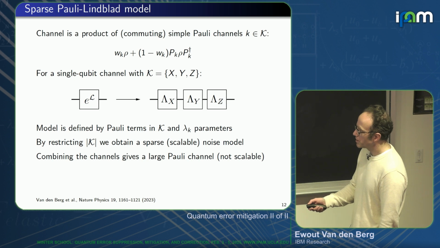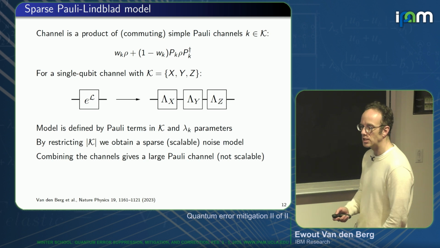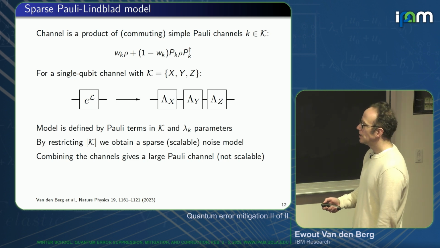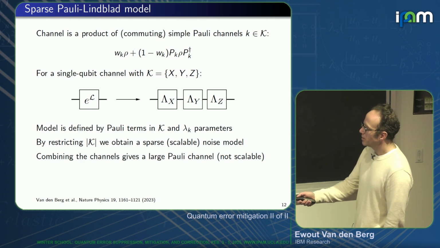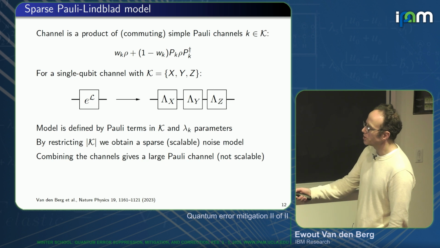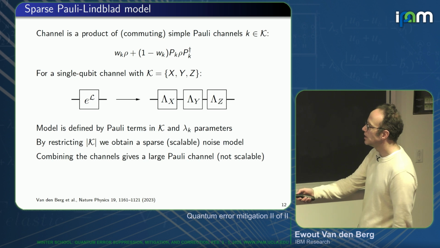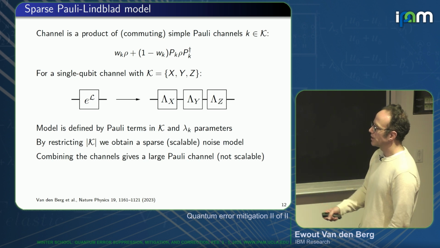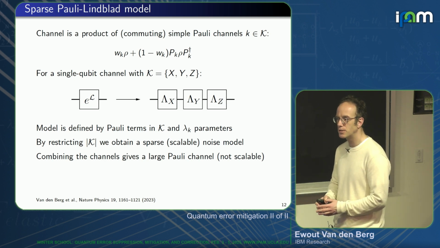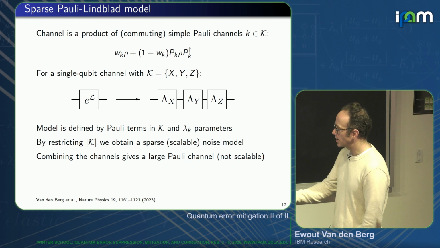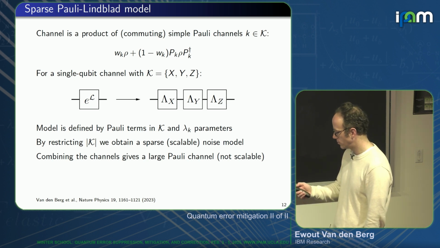So if we restrict this set k to be small, then we get the sparse or scalable noise model. Right? Now, just because this set is small does not mean that the expansion of this whole channel will be small, because that sort of does the convolution of all the Pauli terms. So combining the channels may still give you a very large Pauli channel. So that's less structured. You can still get some complicated diagonal fidelities.